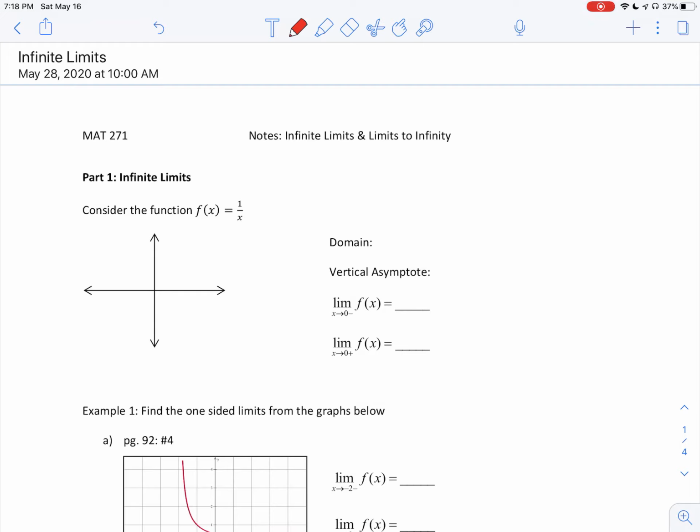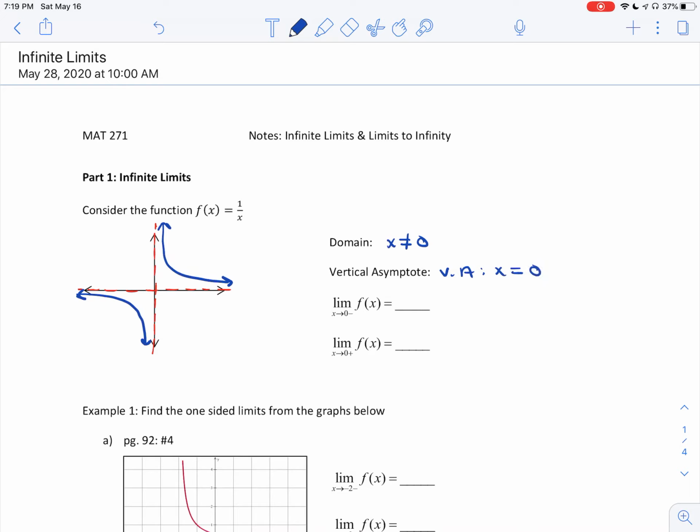So this is our reciprocal function, and you may recall that this has a vertical asymptote at x equals 0 and a horizontal asymptote at y equals 0. And then this graph has two different branches in quadrant 1 and quadrant 3. And of course, since we have this x in the denominator, our domain excludes x equals 0, which is what gives us that vertical asymptote at x equals 0.